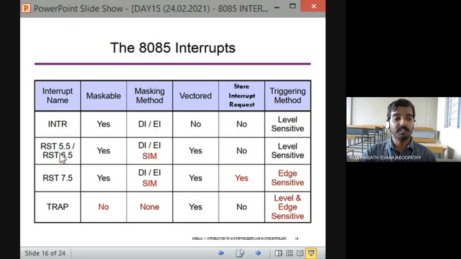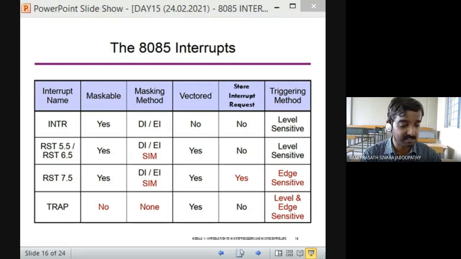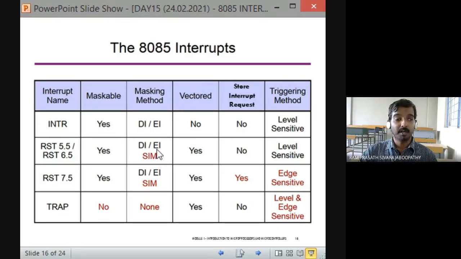Fine. What about the case of RST 5.5, 6.5, 7.5? Other than EI and DI, we have one instruction called SIM. That we will discuss in the next session. The instruction SIM, set interrupt mask, can be used to mask the RST 5.5, 6.5 and 7.5 interrupts. Otherwise, we can mask them by disabling the interrupt. Fine. Then INTR is non-vectored, so no vector address. All other interrupts have a vector address.